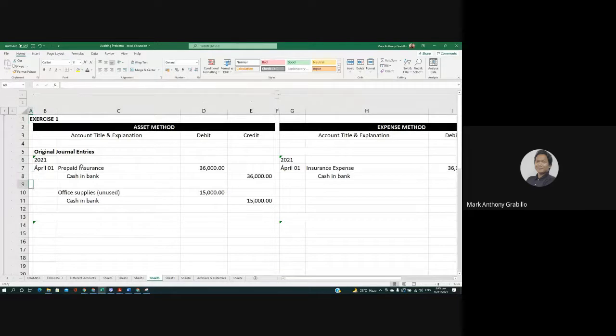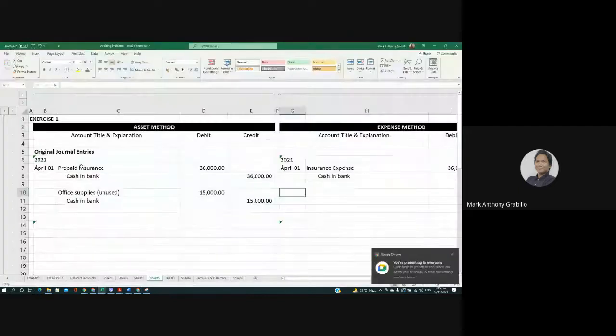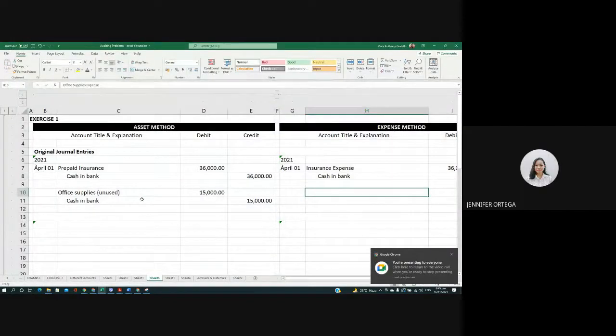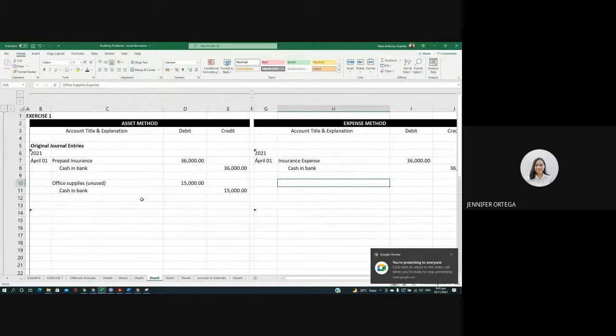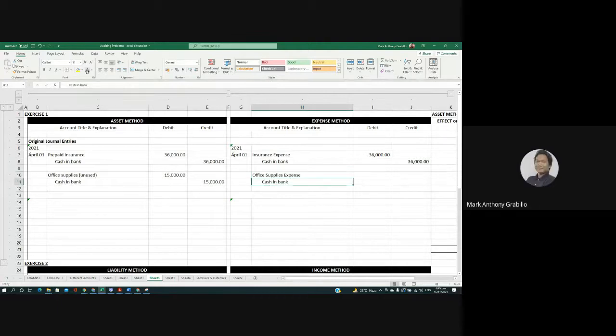And then, paano pag-expense method? Anyone from the class? Yes, Jennifer. Debit office supplies expense, credit cash 15,000. All right, 15,000, 15,000. That's correct. So, ito yung dalawang transaction na hiningi ng problem.